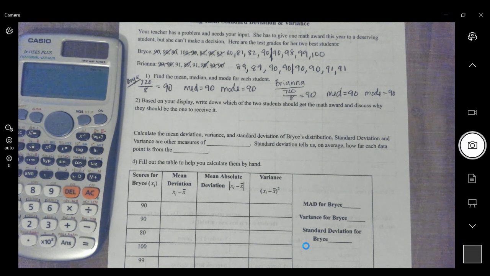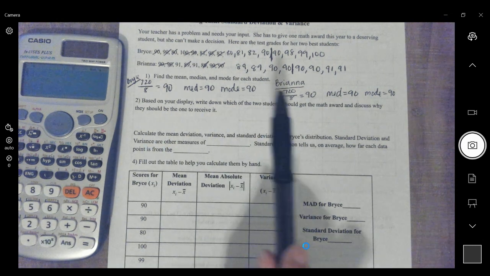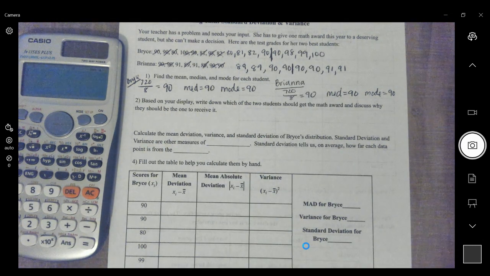But I want you to read and answer number 2. I'm not going to give you my answer, but it says, based on your display, write down which of the 2 students should get the math award and discuss why they should be the one to receive it. So based on your numbers, who should get the math award? And if there's nothing different here, then maybe look back at their overall scores and see if you notice anything different about what their scores look like. Okay, and we'll come back to that.